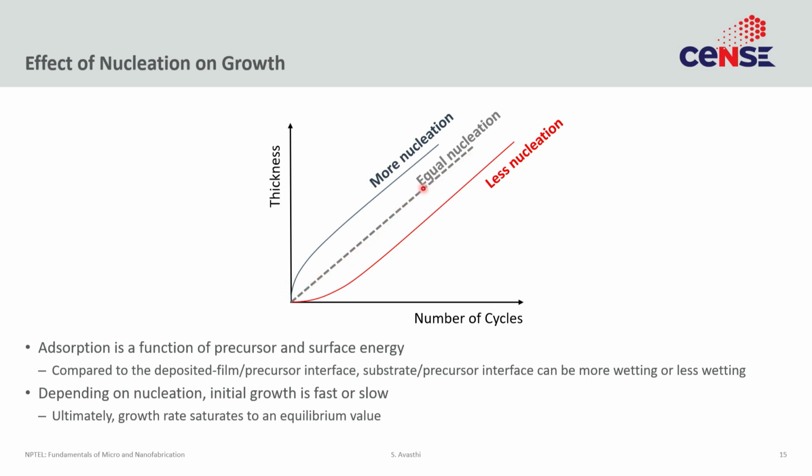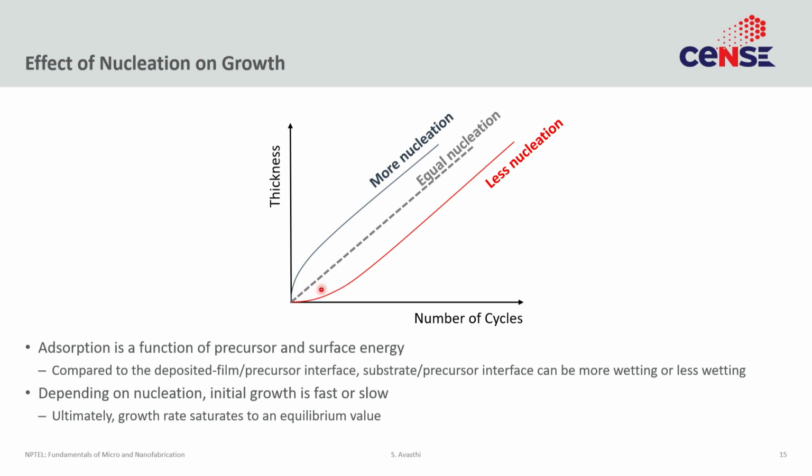So, that is this dotted line of equal nucleation, but sometimes materials or certain chemistries give you a slightly different form. They are linear at higher number of cycles. So, they are linear here and they are linear here, but they might have an enhanced growth initially or they might have a suppressed growth initially. So, what is the cause of this initial non-ideality?